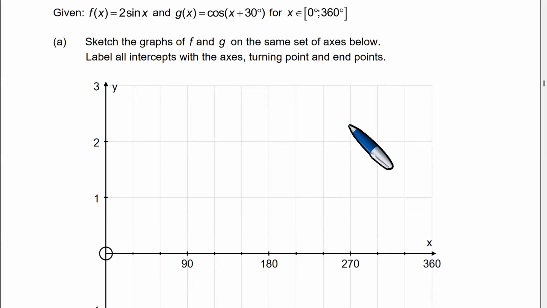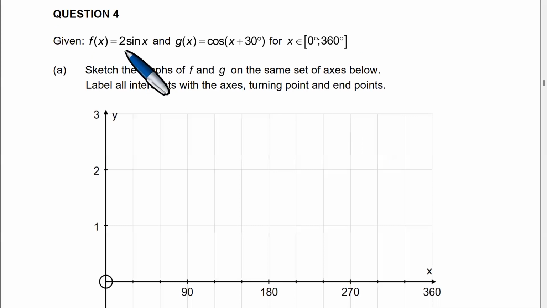What do we need to know? Let's start by sketching the easiest graph. How do you see the easiest graph? It's a graph that is not translated, because this other one is moved 30 degrees to the left. Translated graphs require a lot of focus and attention, but this one is an easy one. It's not translated. It has just an amplitude of 2.